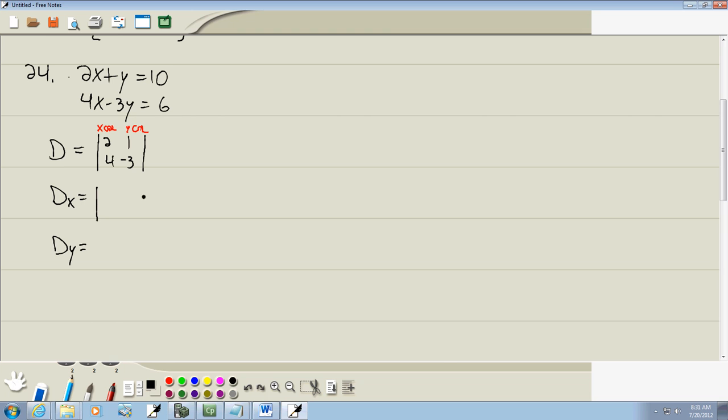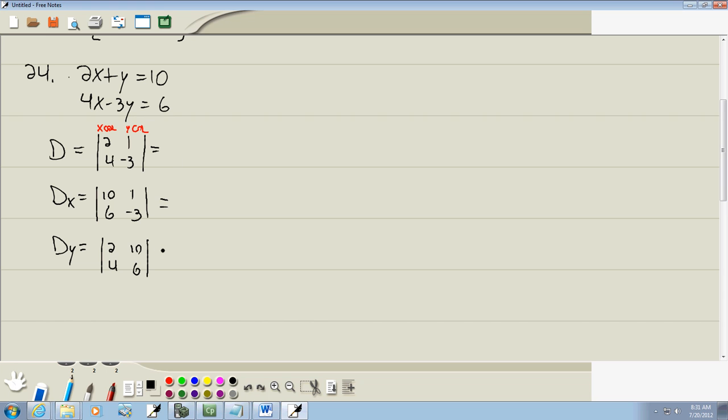For my d sub x, I'm going to take my x column and replace it with the numbers on the right side. So I've got 10, 6, and then the y column remains as is. Again, for the d sub x, I replace the x column with the numbers on the right side. Now for the d sub y, I'm going to take this D and replace the y column with the numbers on the right side. So I've got 2, 4, and 10, and 6.